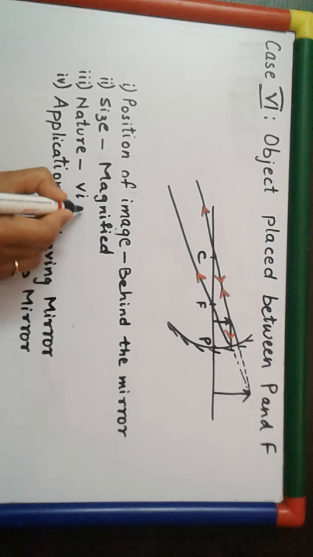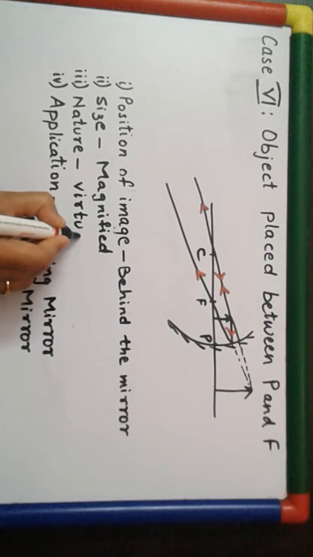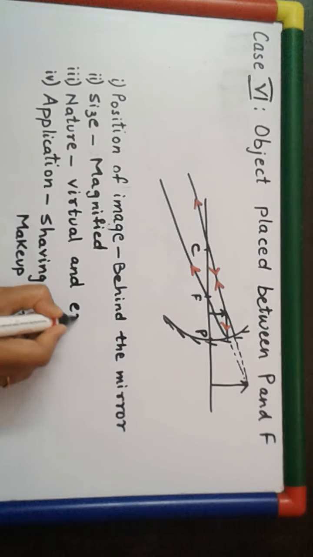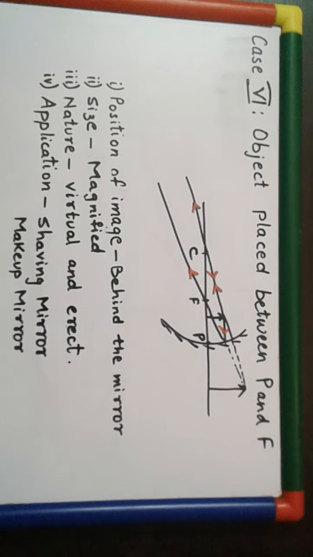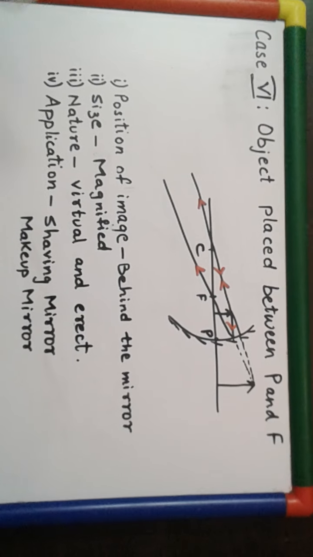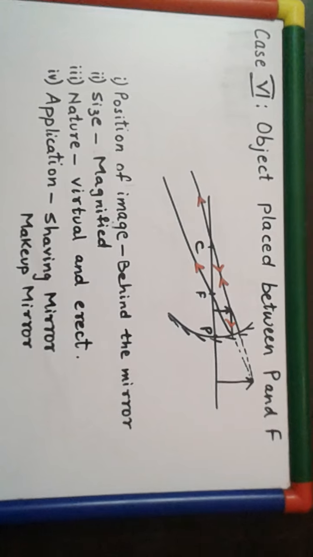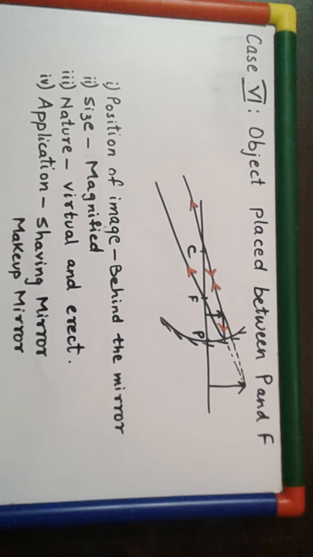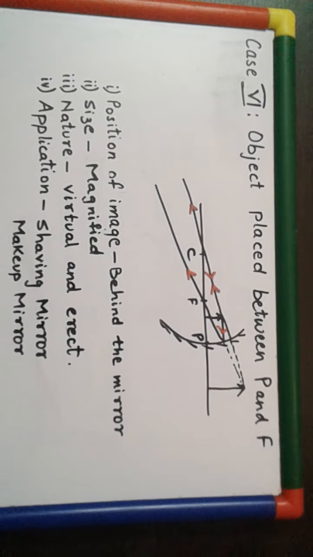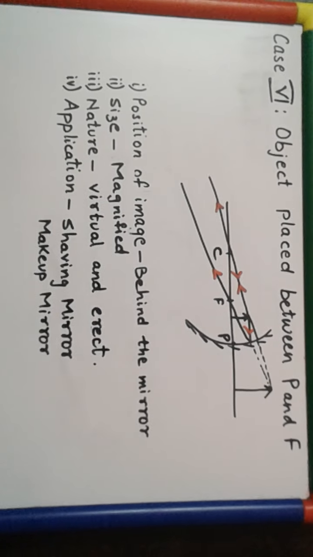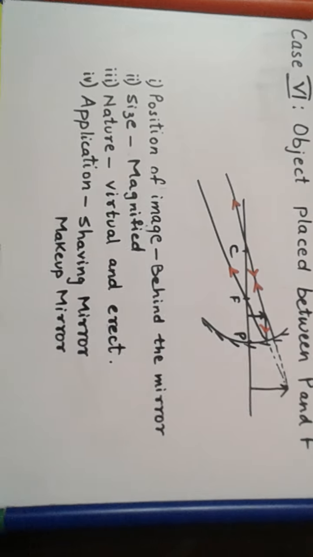For only one case, the concave mirror gives a virtual and erect image. Because of this, the concave mirror gives two types of images. For the first 5 cases it gives real and inverted, and for the last case it gives virtual and erect image. With this we finish the image formation for concave mirror. Thank you.